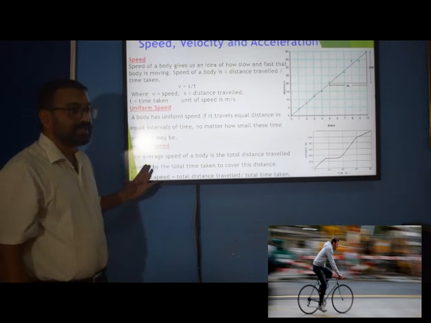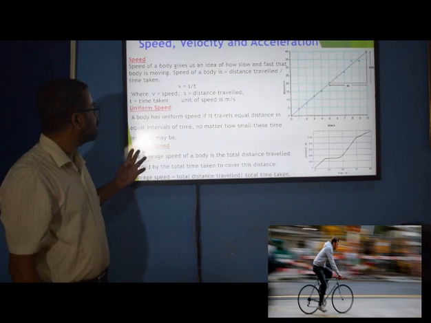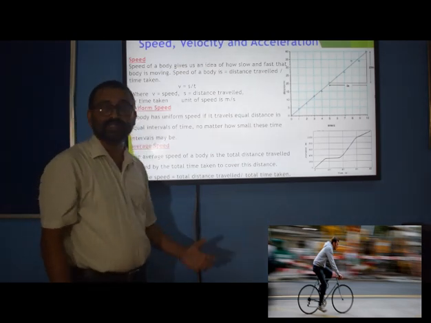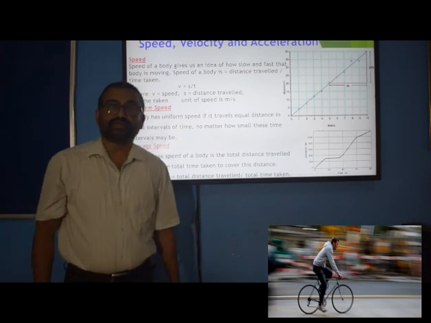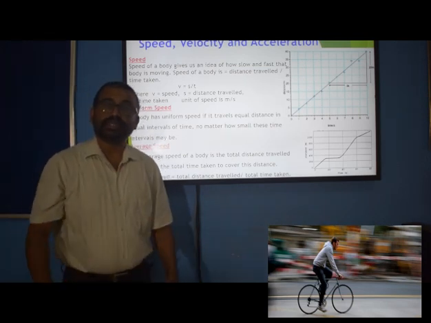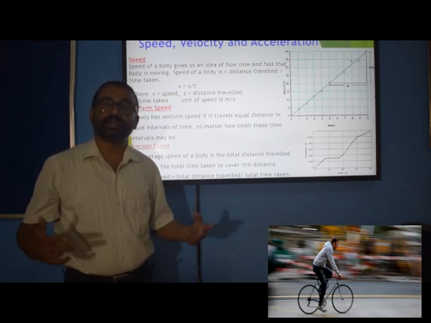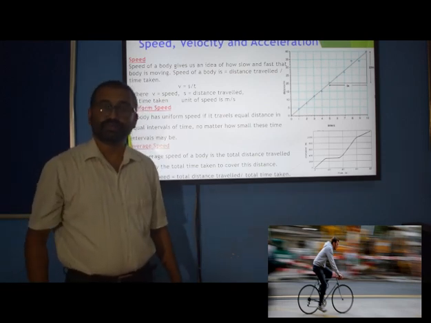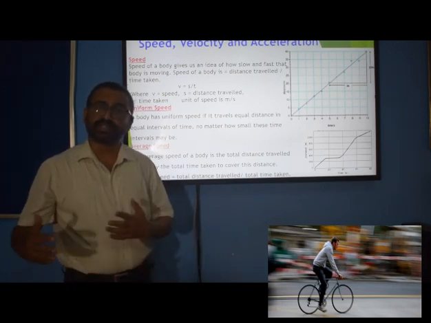Then the next concept is average speed. Often you may confuse this term. What is the difference between uniform speed and average speed? See, suppose you have a car and you are driving 10 kilometers. In the first 5 kilometers you are going very fast and in the next 5 kilometers you are going a bit slow, depending on the traffic, some road work or some block. So you are traveling a bit slow.